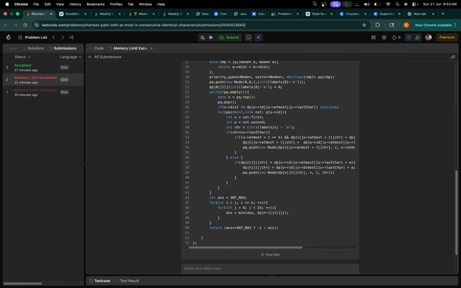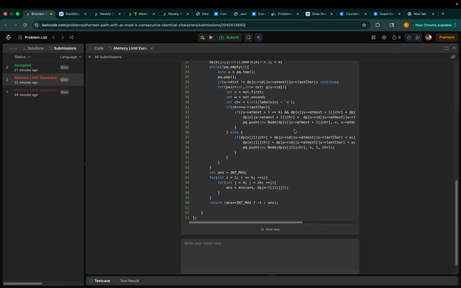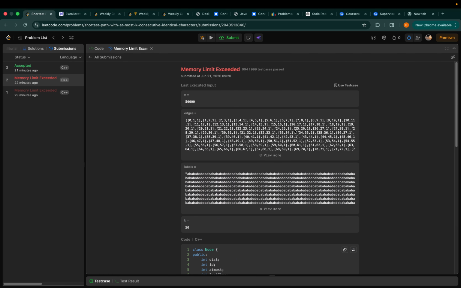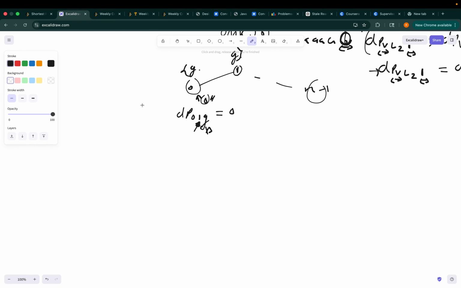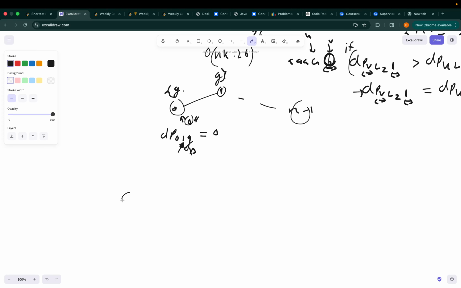So now the problem here is that this code was giving me an MLE, like you saw, 994 out of 999 cases passed. So the reason for that is our DP is very huge. It's like 50k times 50 times 26. So I calculated this, it was greater than 256 MB in the worst case, and this is not acceptable.